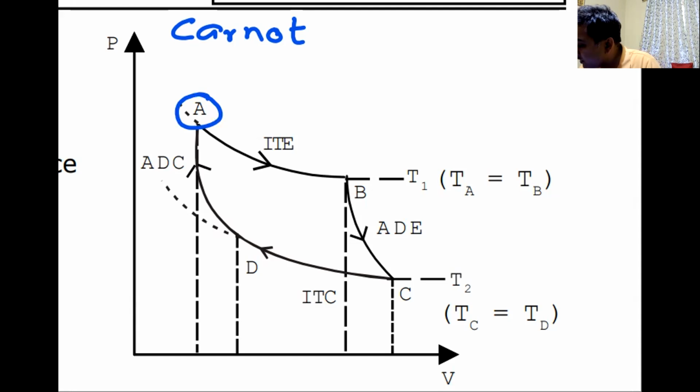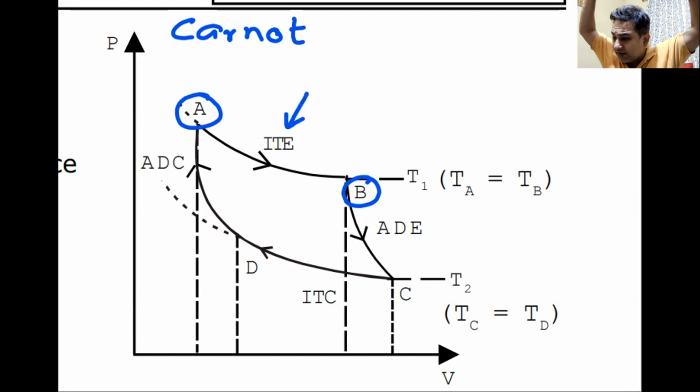Then it goes from point A to point B. This is an isothermal expansion. Do we see this? In this process, the gas is expanding. Yes or no? Do we understand this? This is the process in which heat is taken in. Then from B to C is adiabatic expansion. AD stands for adiabatic, E stands for expansion. Do we understand this?